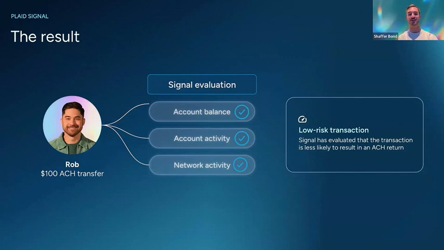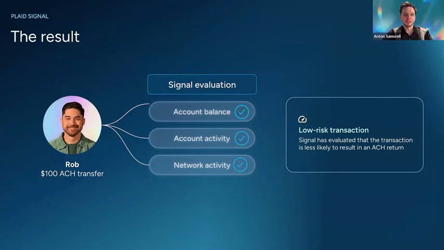So then we go over to Anton and we layer in the fraud evaluation. Is Rob who he says he is? Is there anything else about his behavior across the network that looks like a coordinated attack? And that is the next element. So Anton, over to you.